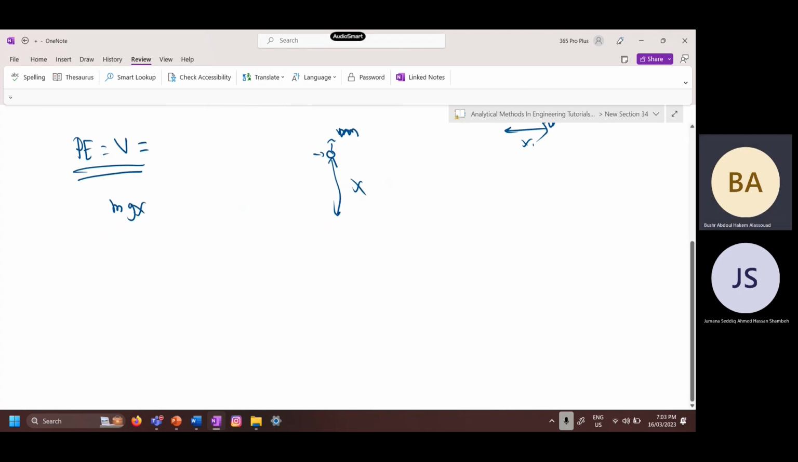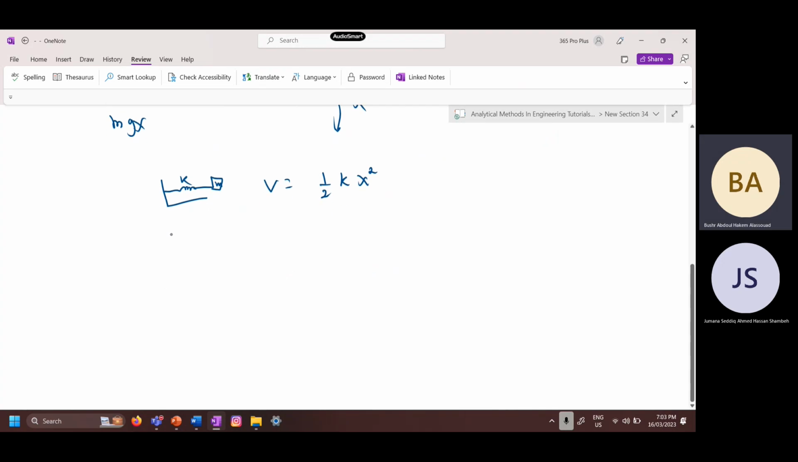Now there's another equation for potential energy, which is for a spring. An object that is tied to a spring, and this object weighs m. The potential energy of this object is half k x squared, where k is the spring constant. Now, as for kinetic energy, we're going to have some equations that you already studied before in dynamics.